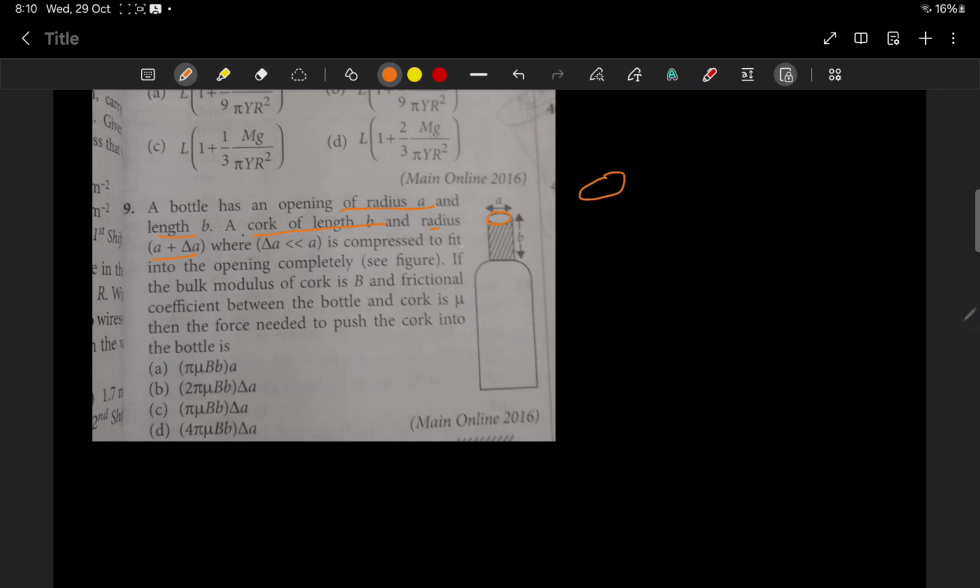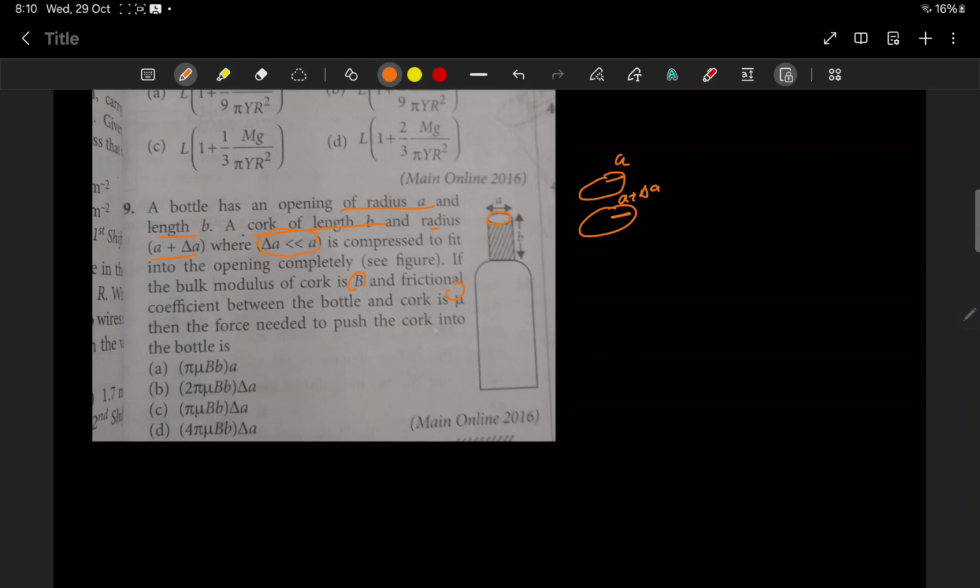Okay, so it's compressed. Actually it would have been that, and when we compress it, your radius will become a plus del a, where the del a should be negative. Because del a should be negative. When we compress like that, its bulk modulus is given as b. So the coefficient of friction is mu.